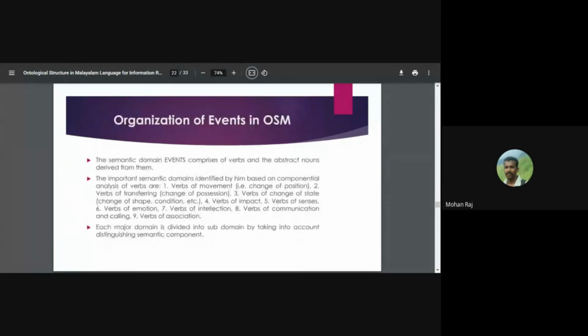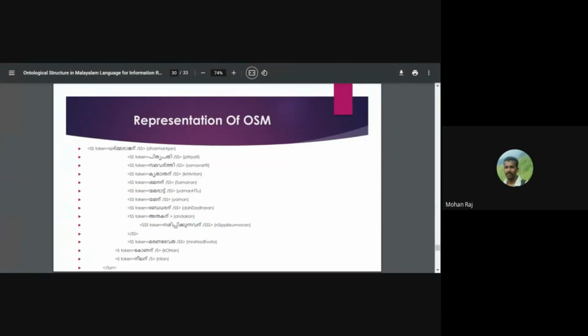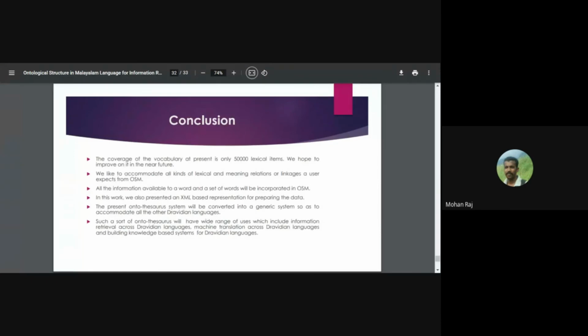And the meronymic hierarchy. The second major type of branching in lexical hierarchy is the part-whole type, which is called meronymic. Sharir, the body, has different parts: head, neck, hand, leg, chest, stomach. And then another, kal, is divided into 5 parts.